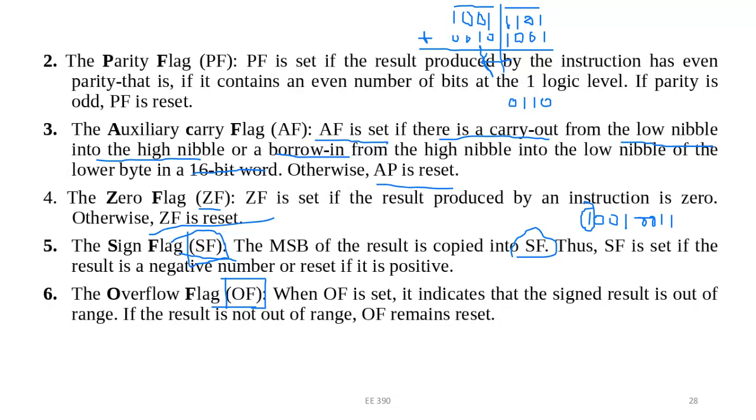So what does it mean? Actually, we will discuss the details in another chapter with an example. So just right now, just to know that when the overflow flag is set, it indicates that the signed result is out of range. Signed result is out of range.